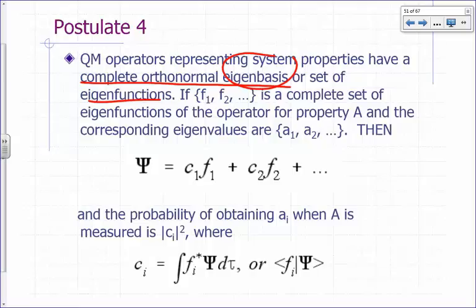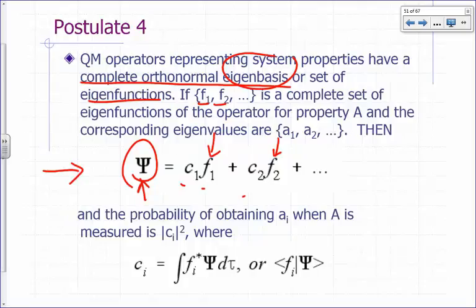What do we mean by a complete set? Remember we talked about a complete set last time? Any wave function psi that you can use to describe the system can be written as a linear combination of those eigenfunctions. So f1, f2, f3, and so on are eigenfunctions of your operator. Then you can write psi as c1 f1 plus c2 f2 plus c3 f3 and so on.